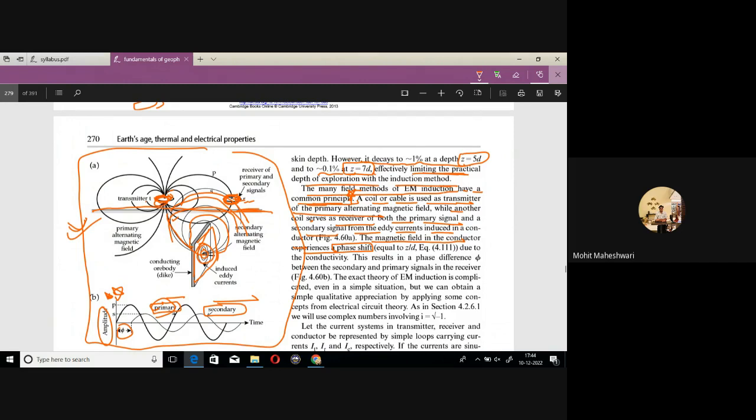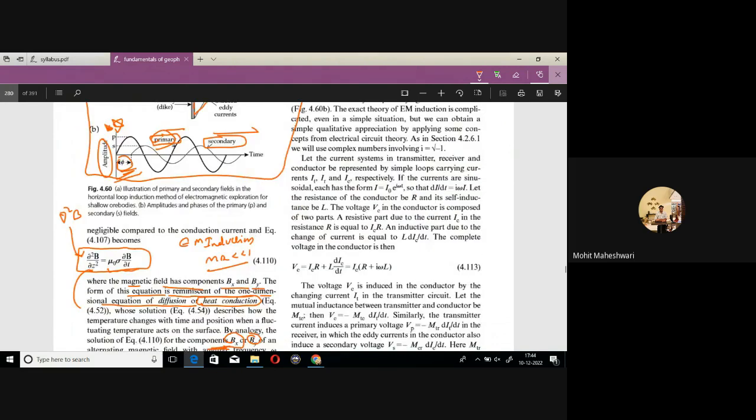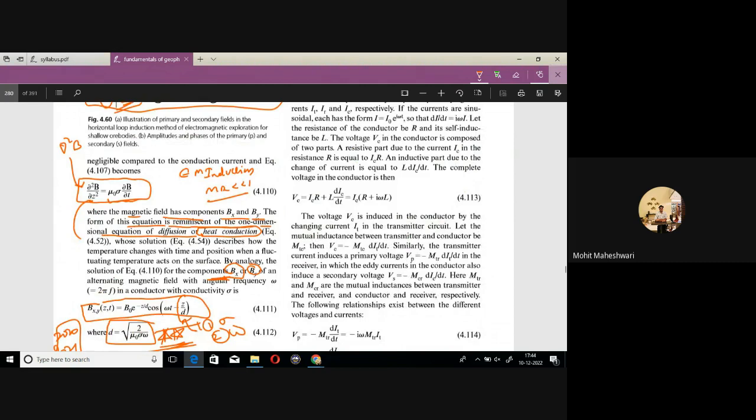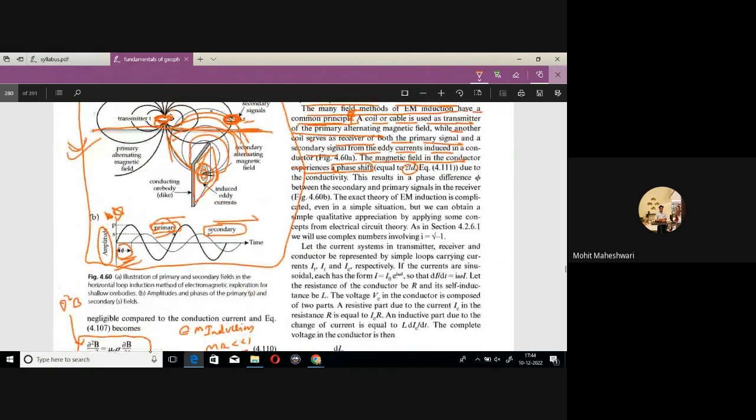So the magnetic field that passes inside the conductor will experience a phase shift, which is given there. You can see it in the diagram. And this phase shift is equal to z by d. As you can see in this equation also, when we solve it, there is a term z by d. So this term denotes the phase of the magnetic field in the conductor. This is due to the conductivity, right? This results in a phase difference phi between the secondary and the primary signal in the receiver.